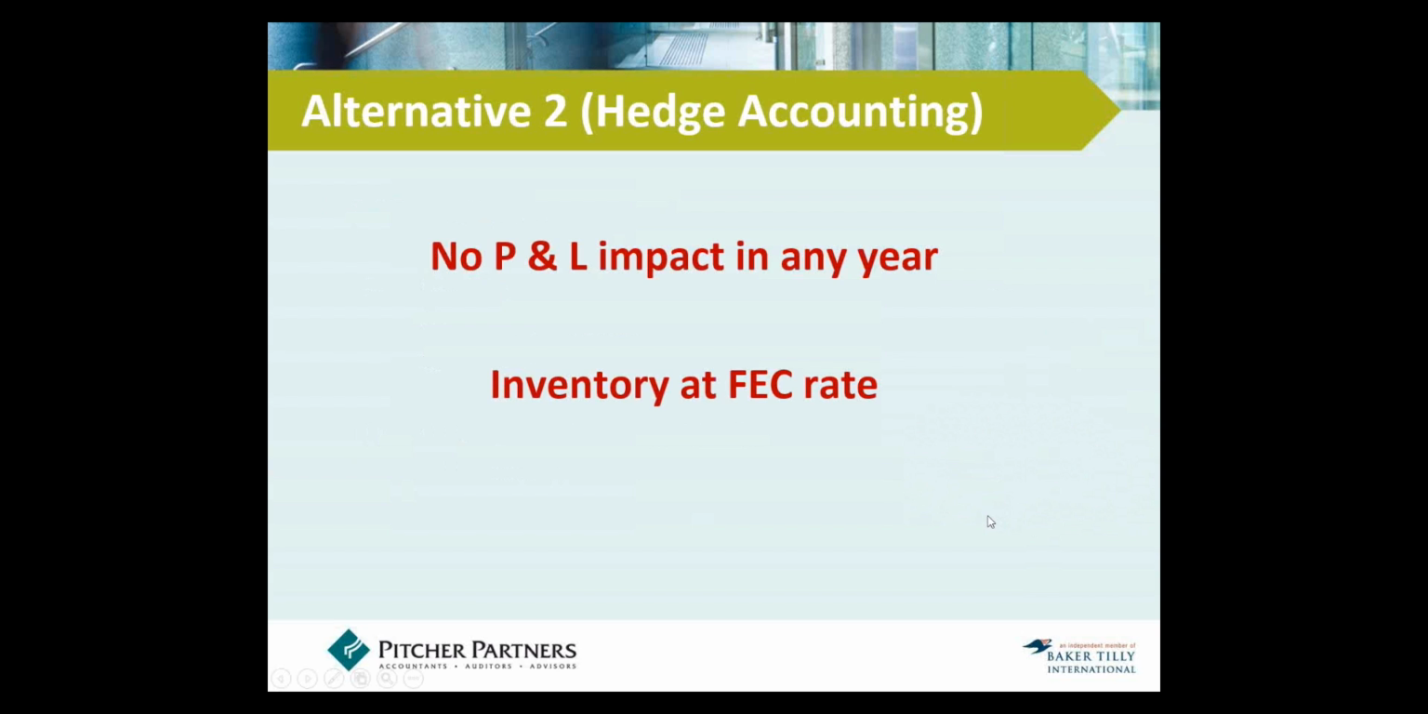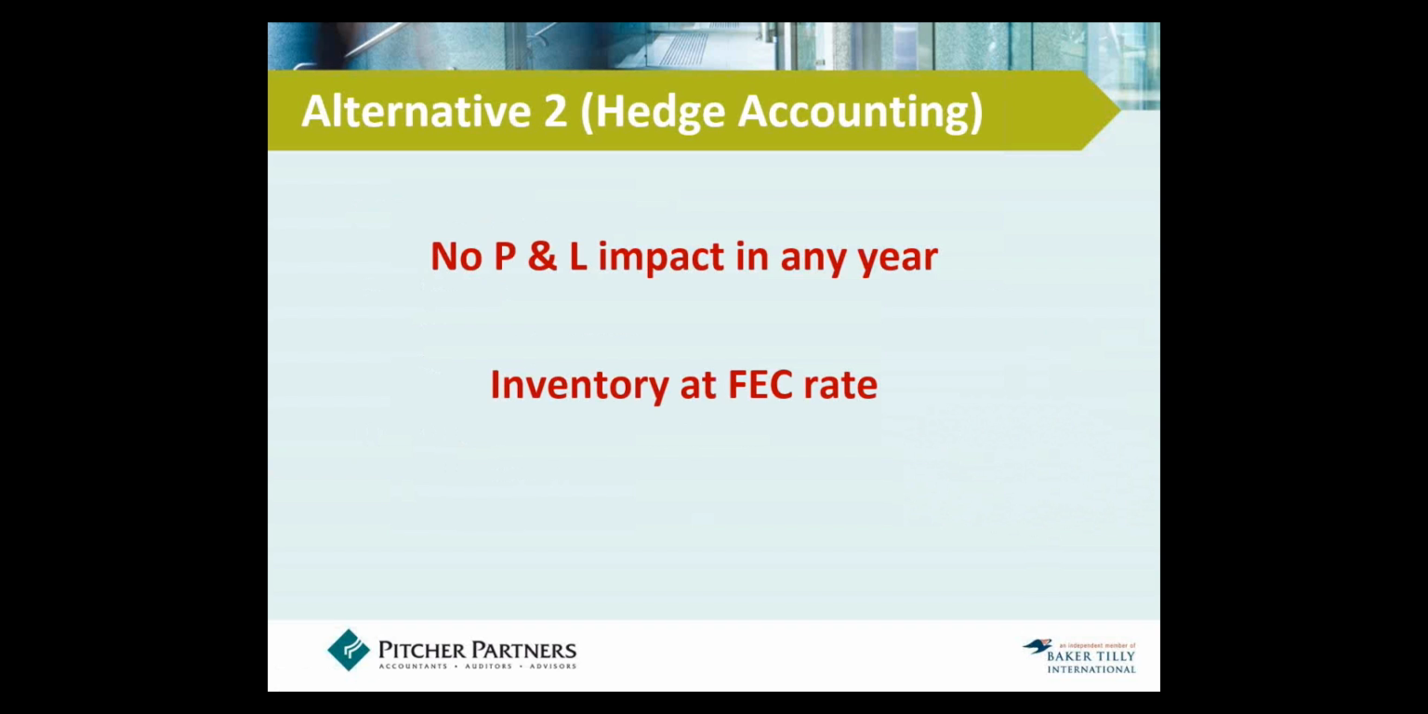We've got happy clients, because they are saying there's no profit and loss impact in any year because the change in the fair value of the derivative went to a reserve. It never went through profit and loss. And the inventory is now in their books at the foreign exchange rate, and that is the actual cash that they paid for the inventory. So they said we wanted to fix the cash flow that we pay for the inventory. We've actually managed that.